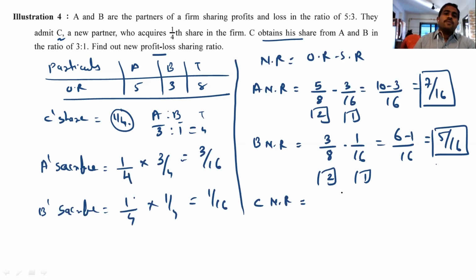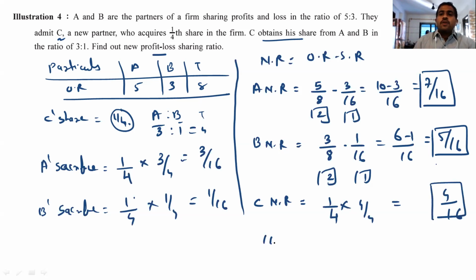Then comes the C. C's new ratio. Already we are given 1/4. So just we have to cross multiply. That is 16 denominator, that is 4/16. So our new ratio comes to 7 is to 5 is to 4. 7 plus 5, 12, 12 plus 4, 16. Right? So this is the new ratio of this.